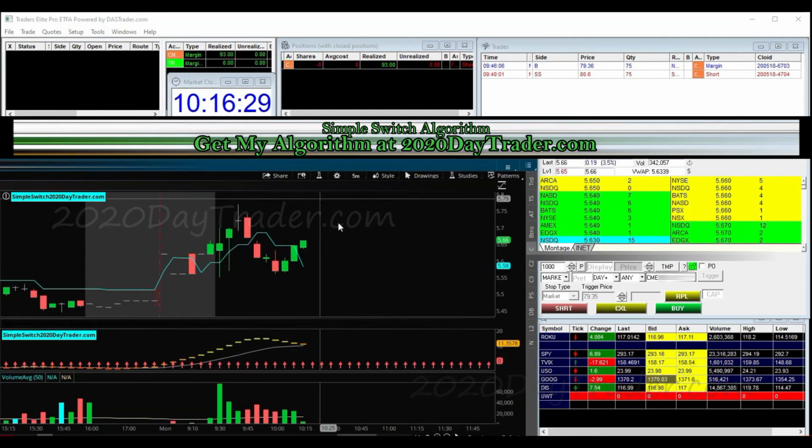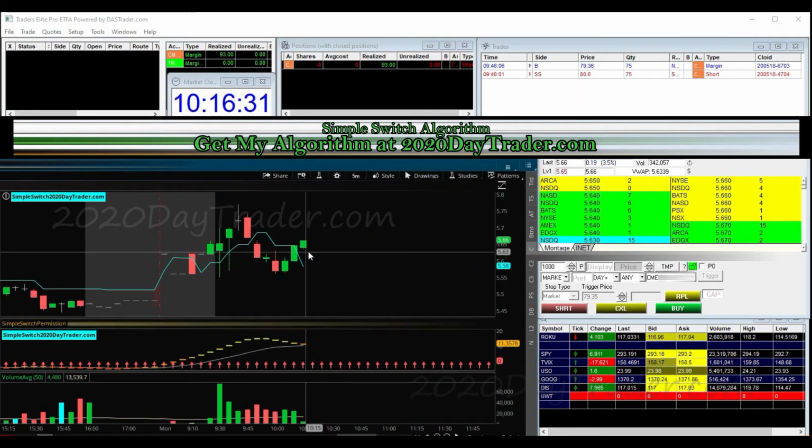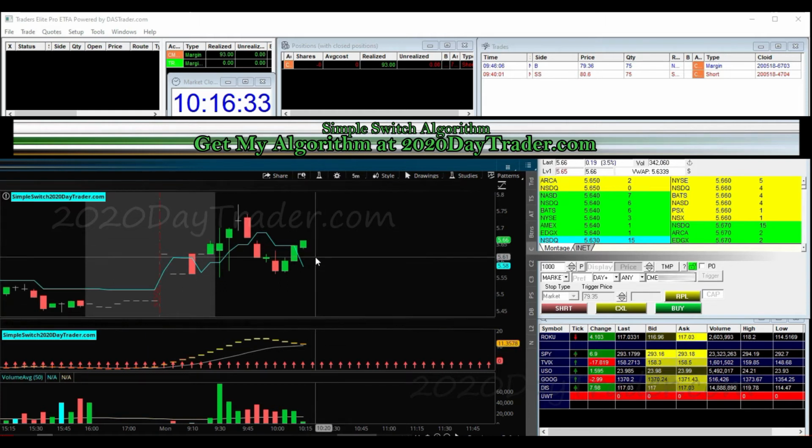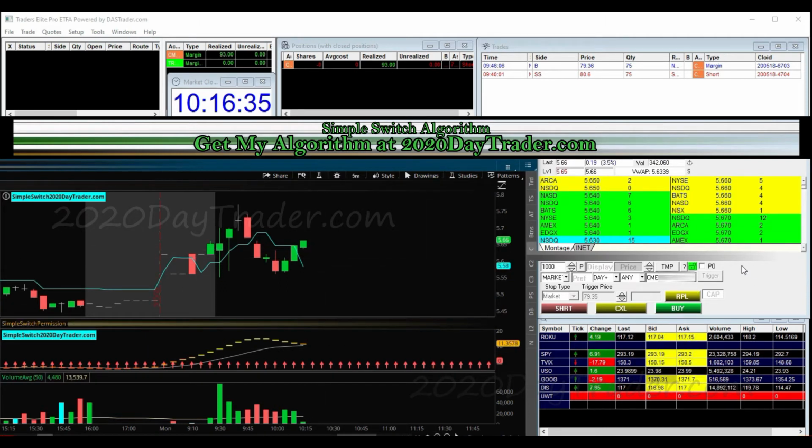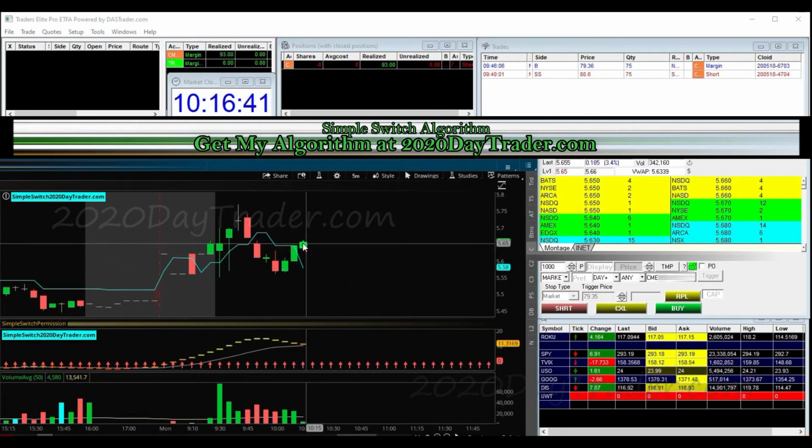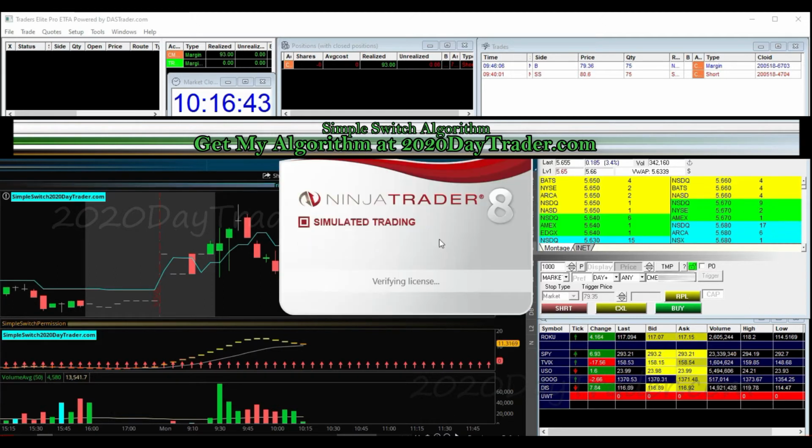Okay, so this stock has tripped the algorithm, so it switched, indicating a long position, giving us permission. The way it works is once the algorithm switches and we get permission, we have to wait for this candle to close. All right, I'm opening NinjaTrader to try to do some sim trading to test something out. Yeah, and it opened right there. So, all right, I'll be right back when this is finished opening.